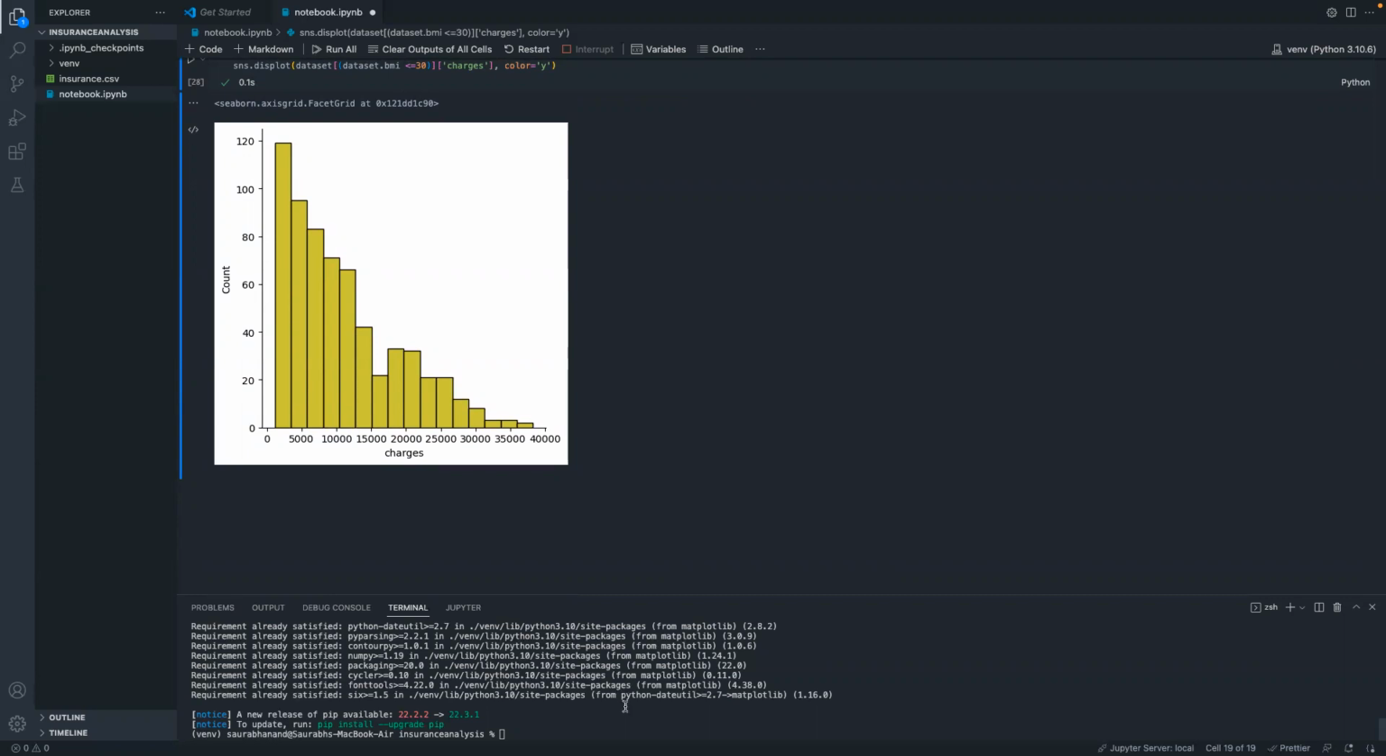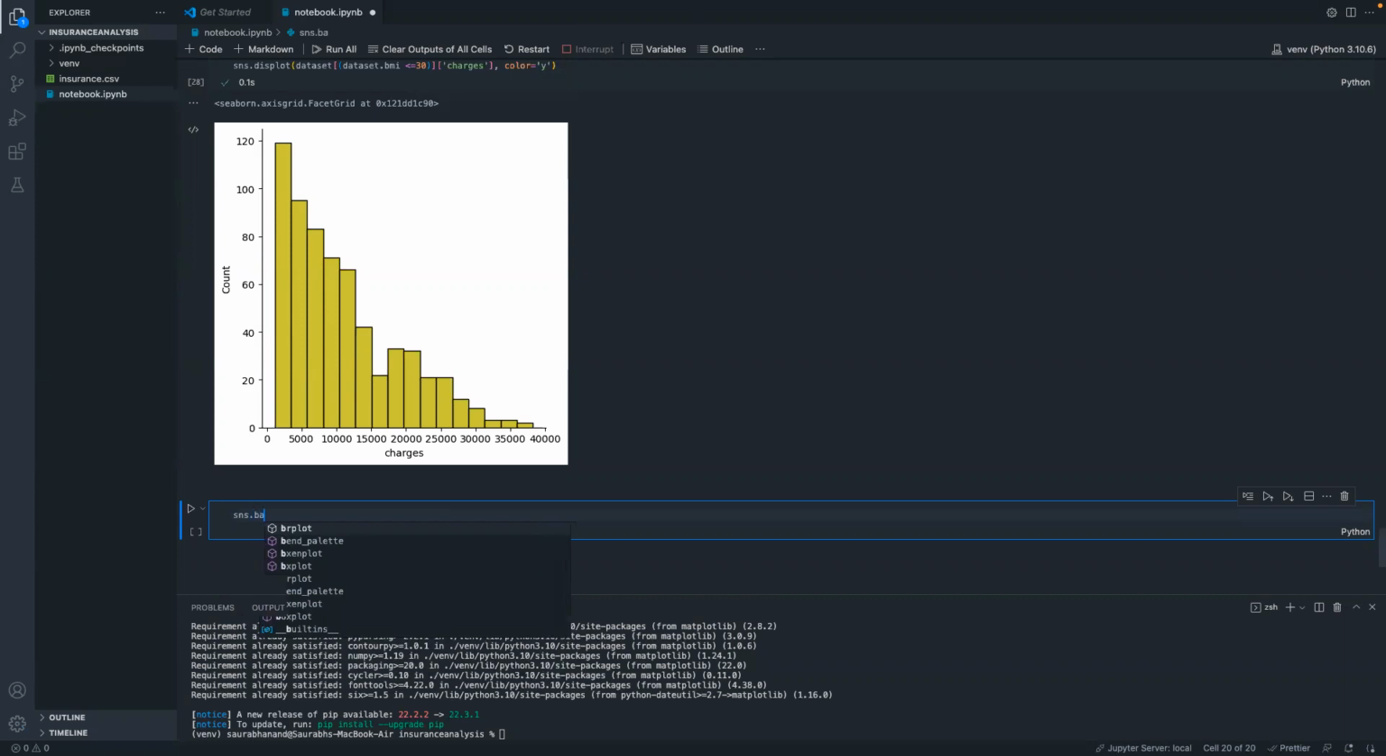Now we have almost checked BMI. I also want to look at the charges distribution for age groups. If somebody is 18, are they paying more charges, or if somebody is 30, are they paying more? So how do insurance charges vary with age? For that, I'm going to use a bar plot again: sns.barplot x equal to age and y equal to charges, and my data equal to data set.